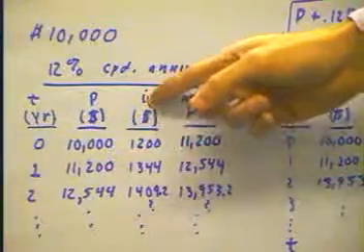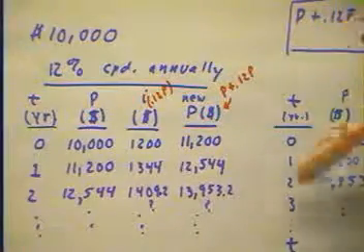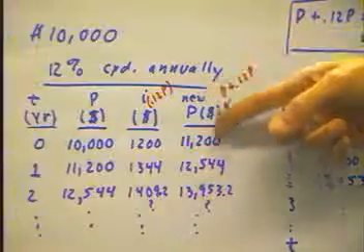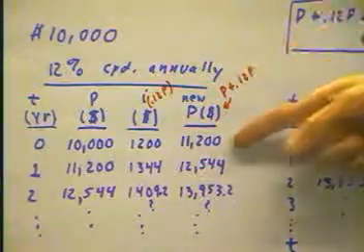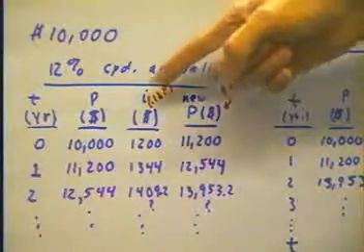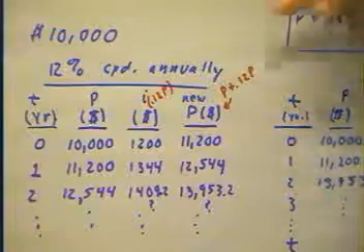12% of $10,000 gives us our interest, which I've put in a column labeled I. That's $1,200. So our new principal, letting P stand for principal, at the end of the year is going to be $11,200. Now we notice that the interest is 0.12P. That's what this says here, 0.12P in parentheses in red.